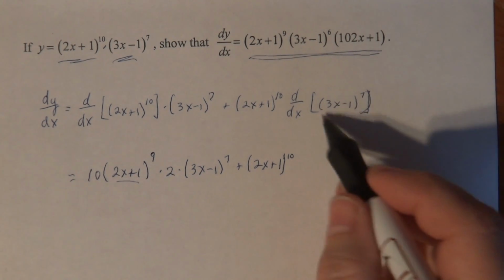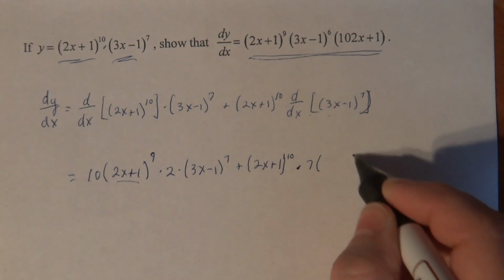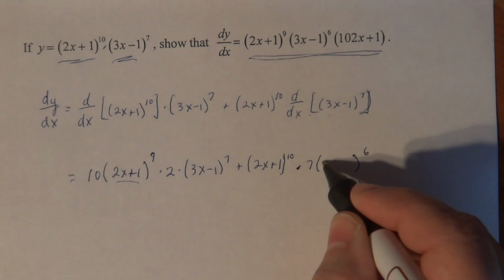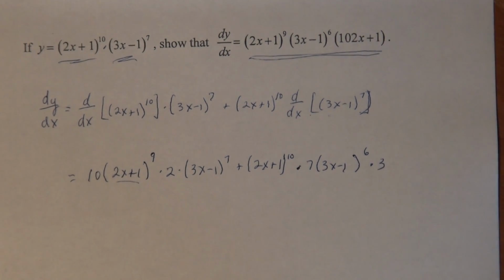Derivative of this guy again requires a chain rule. I bring down the 7, subtract 1 from the power, the inside stays the same, then I multiply times the derivative of the inside.